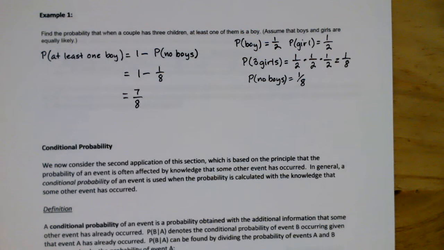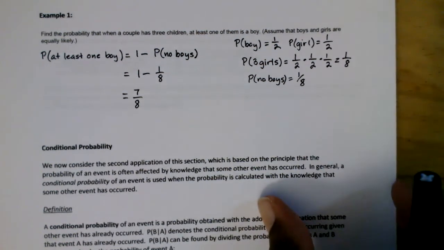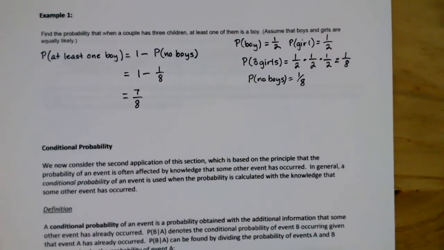So this is how we use the backwards method for probabilities in this case. Right. Next, we'll look at conditional probability.